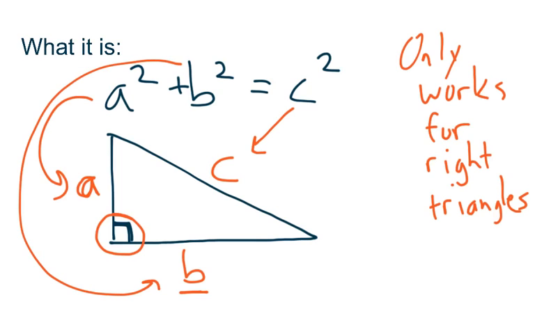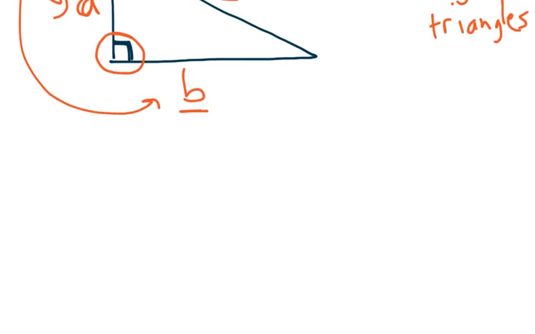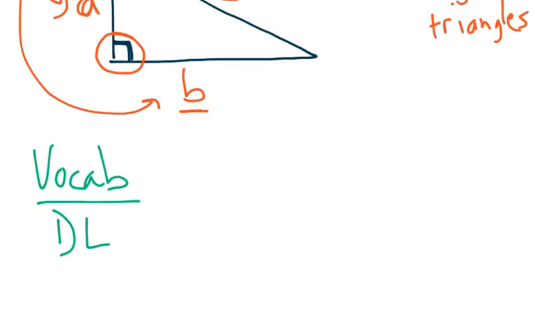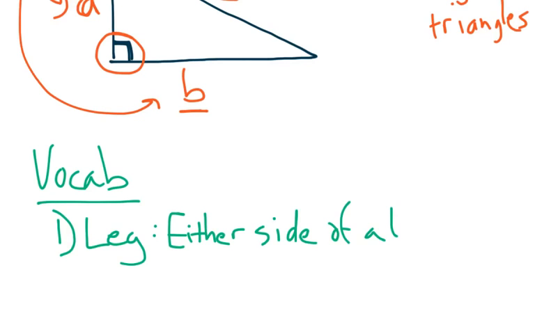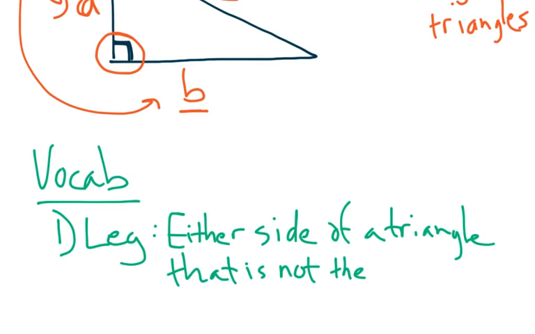Now, before we move any further, I want to go over a few terms, or some vocab that's going to be used. So the first one is a simple one, leg. And what that just means is either side of a triangle that is not the hypotenuse.